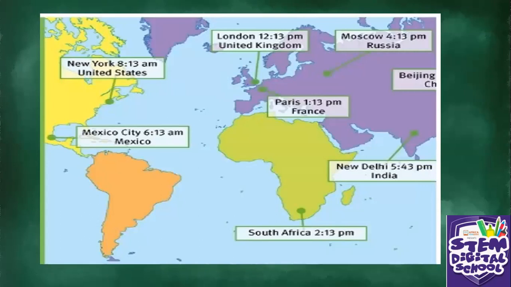Okay, this picture is showing the different times around the world. It's an example. So you can see here in South Africa, when it is 2:13 p.m., in India it will be 5:43. France, 1:13. Mexico, 6:13 a.m. United States, 8:13 a.m. So that is the difference in different time zones around the world.